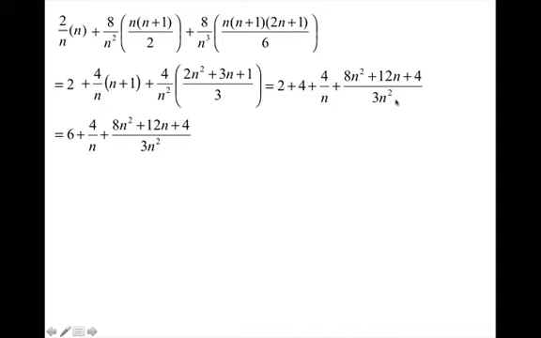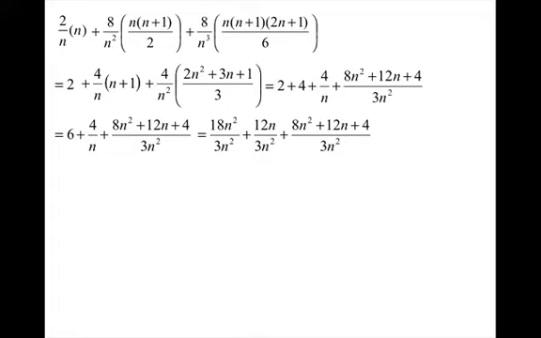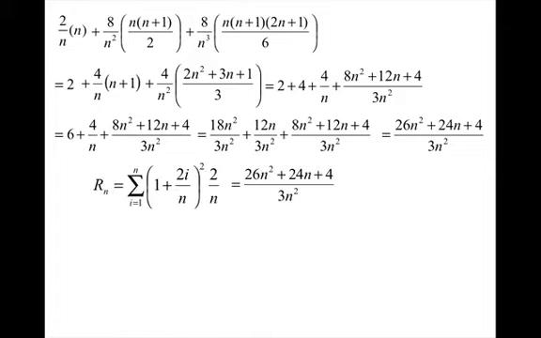Now I'm going to continue simplifying. So I know that 2 plus 4 gives me 6. And then I want to find a common denominator to create one fraction, because I'm eventually going to take my limit. So the common denominator is 3n squared. So I have to multiply each of these first two terms to get 3n squared. Combine like terms on the top. So now I have one fraction. Now I have my Riemann sum for this problem.